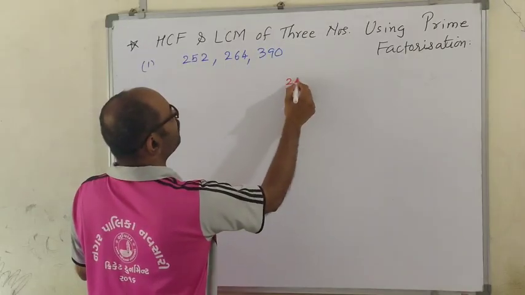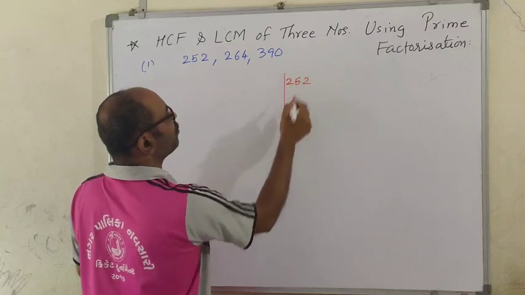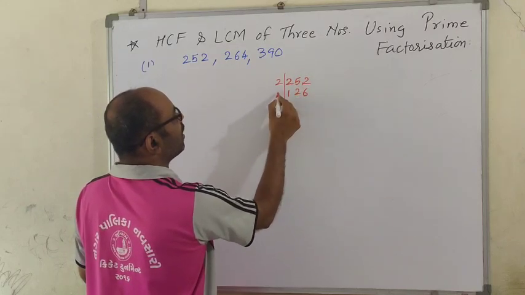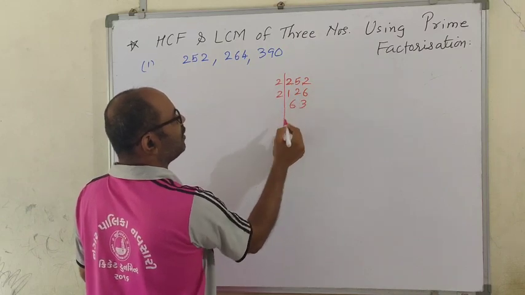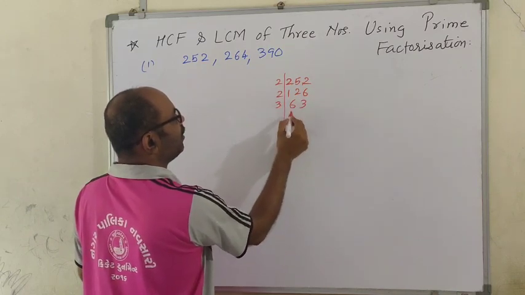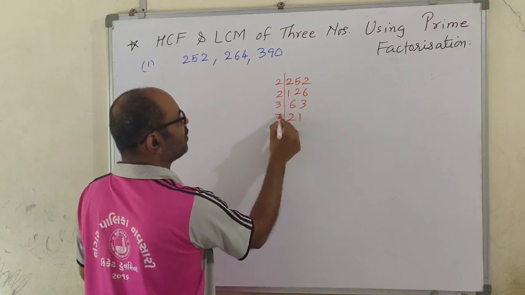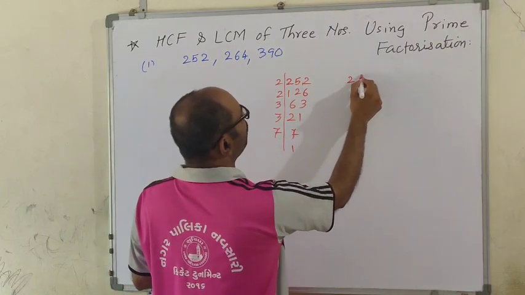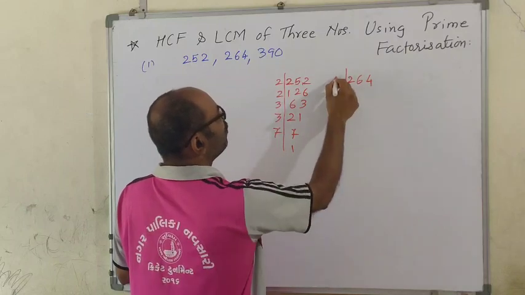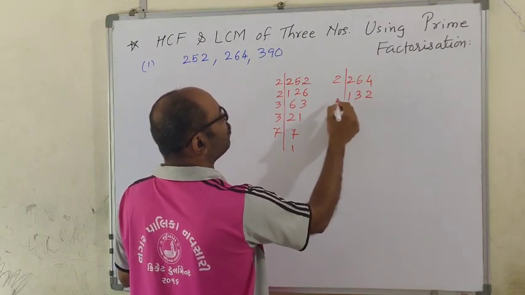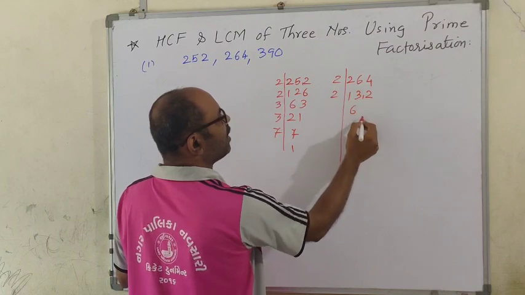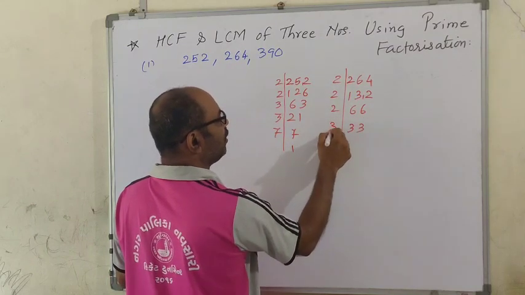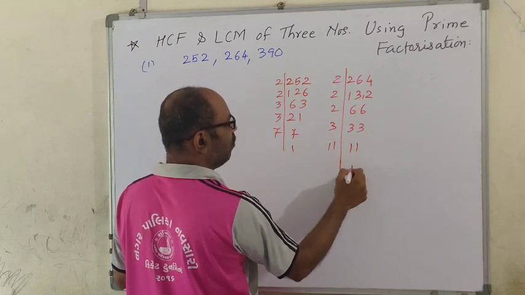The first number is 252. This work you can do very easily. 2 1s are 2, 2 2s are 4, 2 6s are 12, 2 3s are 6. Now not divisible by 2, so 3. 3 2s are 6, 3 7s are 21, and 7 1s are 7. Next number is 264. 2 1s are 2, 2 3s are 6, 2 2s are 4, 2 6s are 12, 2 3s are 6. Now 3 11s are 33 and 11 1s are 11.